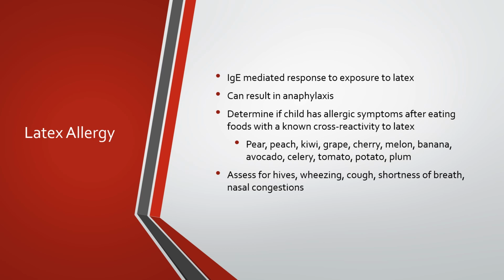We need to determine if the child has allergic symptoms after eating foods. That's the thing that's going to get them, the foods that have that cross-reactive latex. So pears, peaches, kiwi, grapes, cherries, melons, bananas, avocados, tomatoes, potatoes, and plums. And I put celery, not cherry twice, celery. So lots and lots of foods have latex. So again, that's a great education piece. We're going to assess for hives, wheezing, cough, shortness of breath, and or nasal congestion.